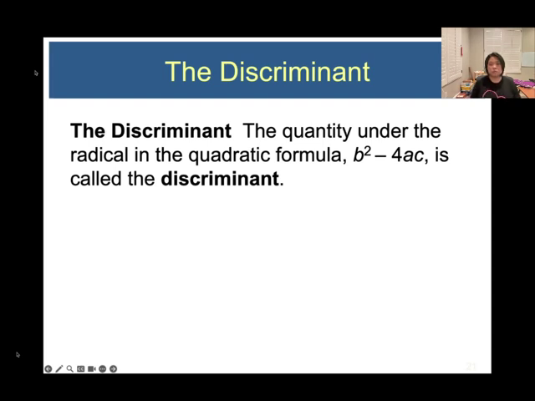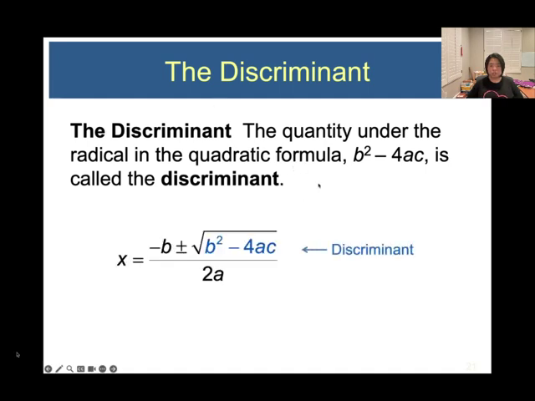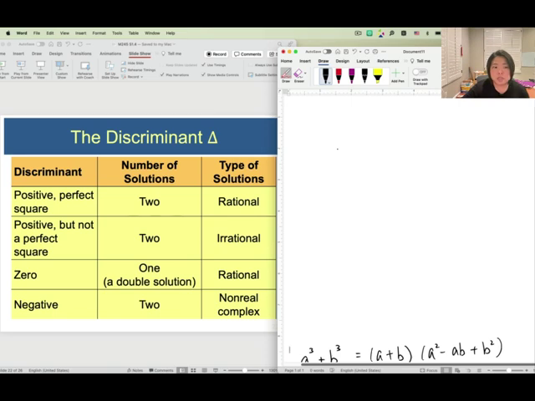The discriminant. The quantity under the radical in the quadratic formula, b squared minus 4ac, is called the discriminant. We usually use the triangle to represent it. Look at the quadratic formula: inside the radical, b squared minus 4ac is called the discriminant. If you have a quadratic equation and you want to determine how many solutions it has or what type of solutions it has, we're going to use the discriminant.